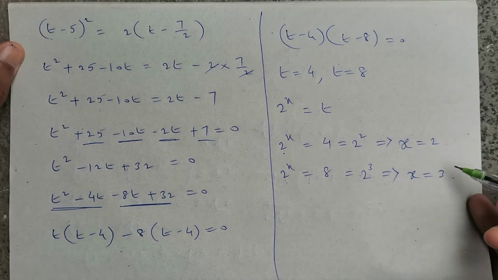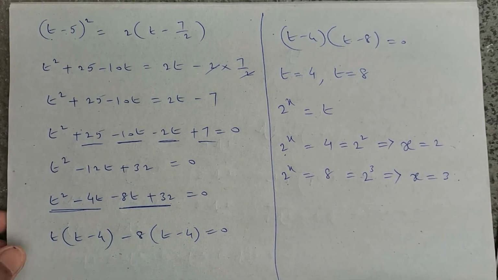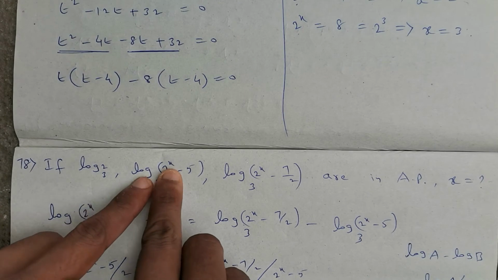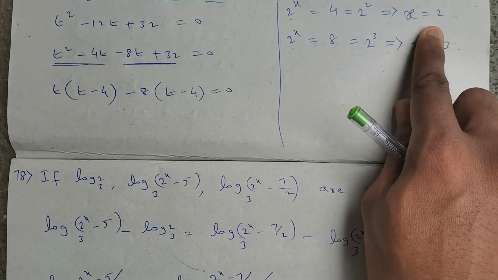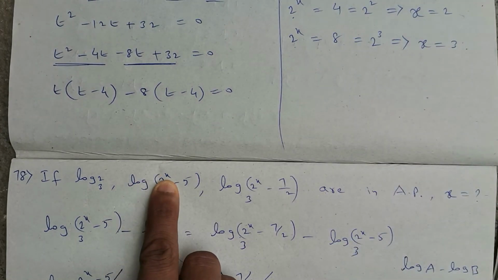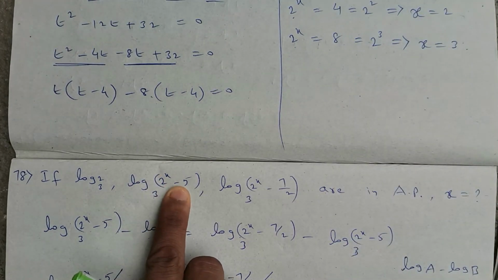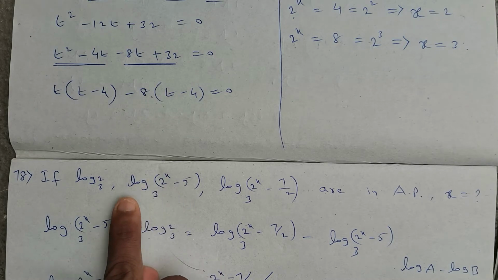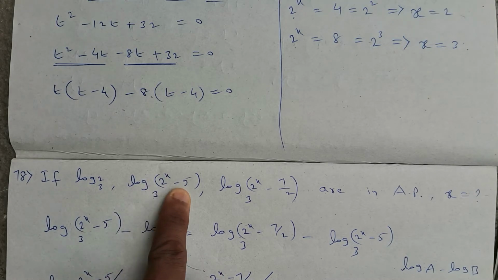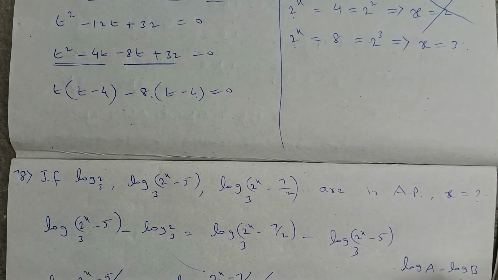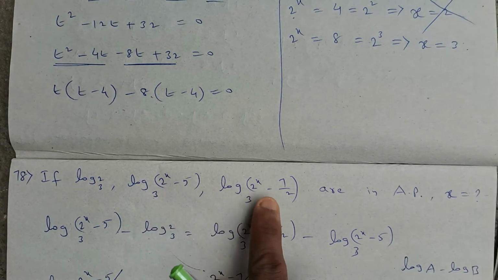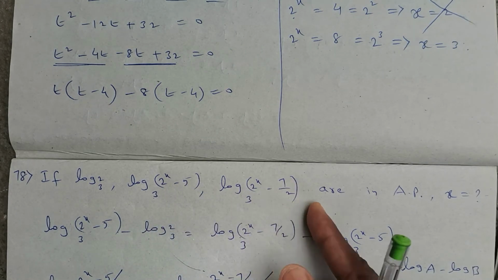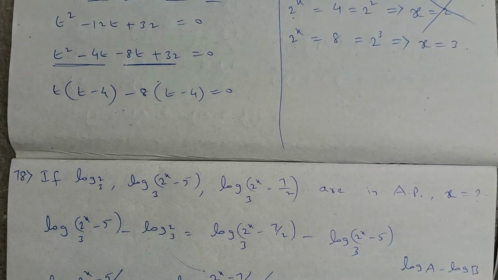Now let us substitute and see which number is correct in the question. Observe it: log of (2 power x minus 5) to base 3 is the question. If I substitute x value 2, then 2 power 2 is 4, 4 minus 5 is minus 1, and log of minus 1 is not defined. So x equals 2 is not the correct value. Next, 3: 2 cube is 8, 8 minus 5 is 3, yes, satisfiable. 2 power 3 is 8, 8 minus 7 by 2, yes, satisfiable. So x equals 3 is the correct value.